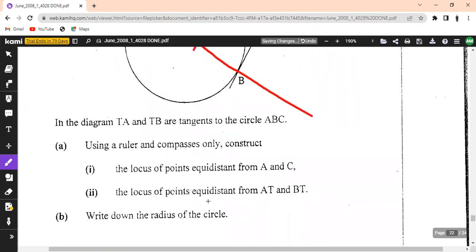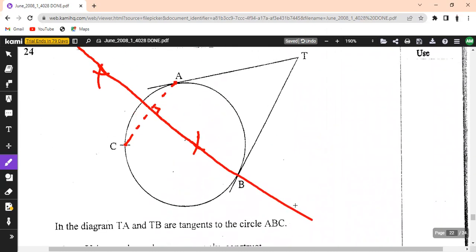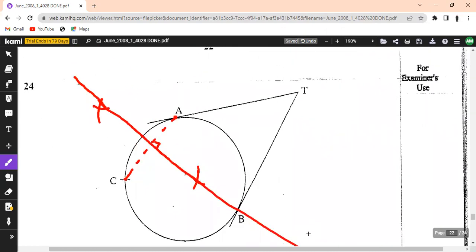And the locus of points equidistant from AT and BT. This is your AT and BT here. They meet at angle T, so you bisect this angle at T, that is the locus. I told you guys how to bisect angles. You just mark arcs on those lines of the angle that you want to bisect, and you join to the angle that you are bisecting through this point to point T. It must pass through the point T.